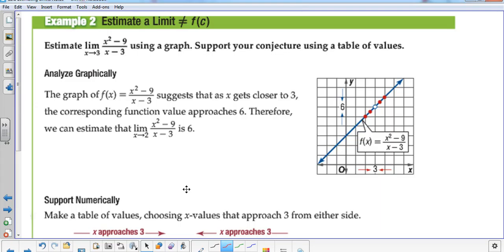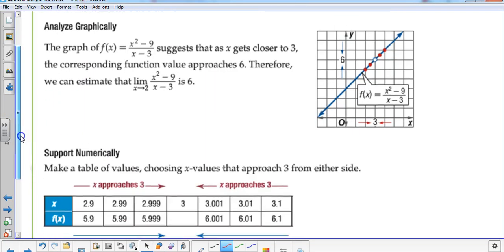What's below 3, guys? 2. What's really close to 3, but not quite? 2.9, 2.99, 2.999, okay? What about values above 3? 3.1, 3.01. You want to get closer to 3 all the time, okay? 3.001. When you do that, this graph gets closer to 3. Even though it's undefined at 3, it's said to have a limit because it approaches 3 from both sides.